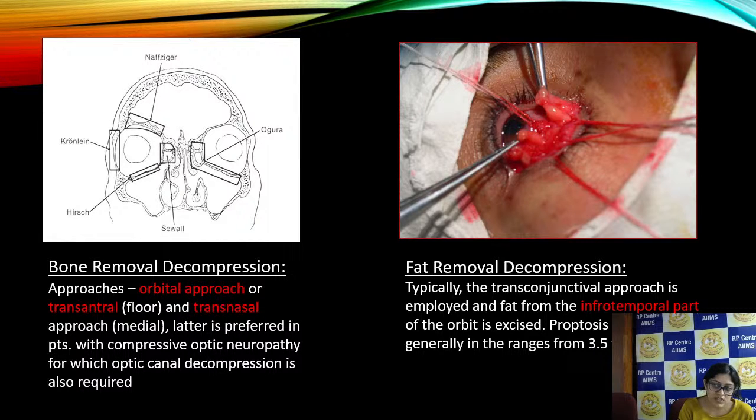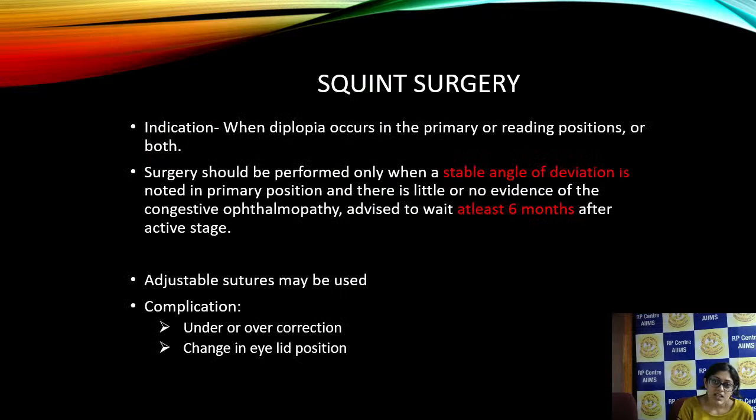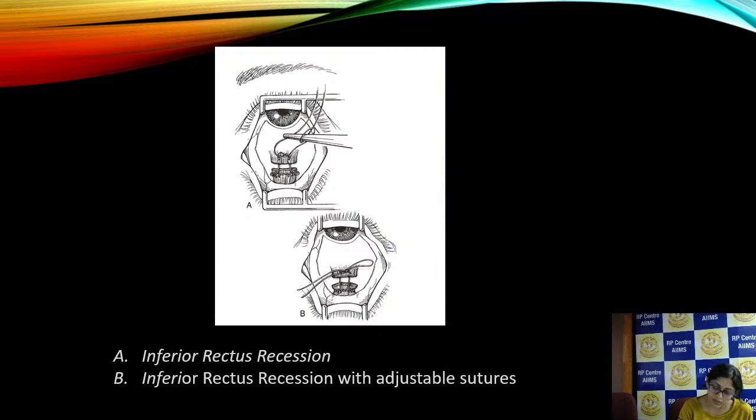Approximately 3.5 to 6 mm of proptosis is reduced. We can also have a combined approach to the lateral orbital wall where bony decompression and the orbital fat decompression can be done simultaneously. Squint surgery is indicated only after the angle has been stable for at least 6 months and the disease has been inactive. We can use adjustable sutures or normal sutures, and mainly the inferior rectus is involved, and a recession surgery is the one which is mostly done in these patients.